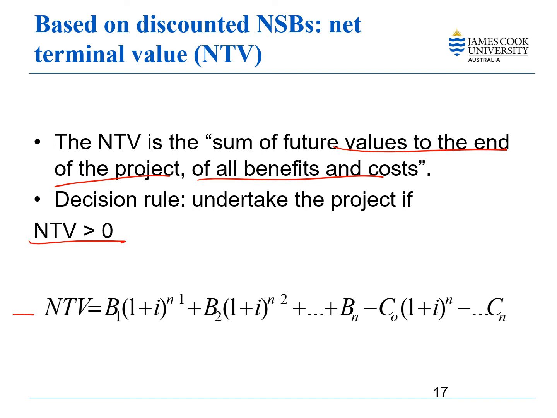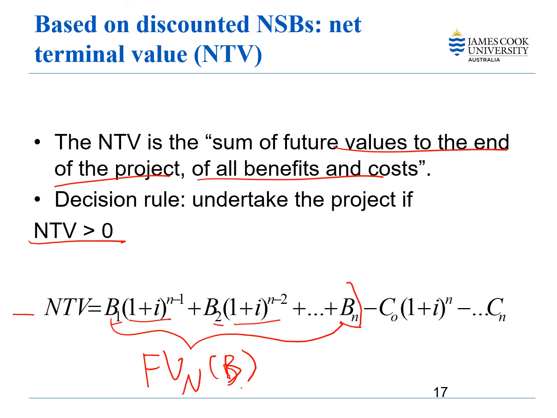NTV is equal to the future value, at year end, of benefits. Okay, so year 1 benefit compounded until year N, year 2 compounded until year N, and year N benefit is already in year N dollars. And similarly, this is the future value in year N of costs.